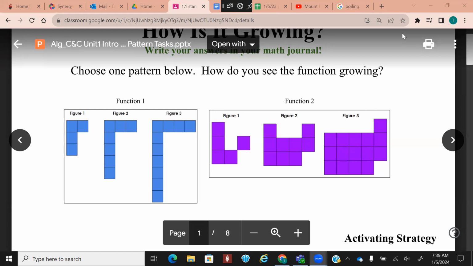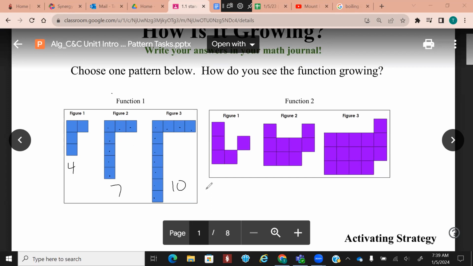So what's happening in function 1? How many blocks do we have here? We got 4 blocks. Okay, figure 2, how many blocks do we got here? 1, 2, 3, 4, 5, 6, 7, right? That's okay. It's hard to see on the screen, so I get it. All right, on the next one, how many we got? 1, 2, 3, 4, 5, 6, 7, 8, 9, 10.